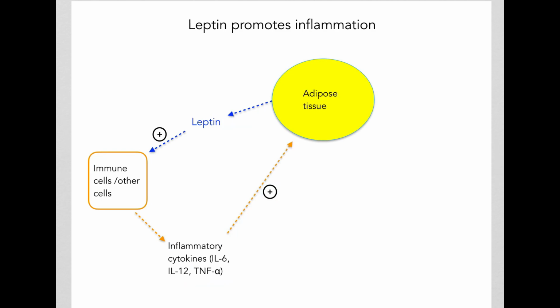Now, inflammation is an underlying cause for several chronic diseases. Since leptin promotes inflammation, and adipose tissue produces leptin, this may help explain the association between obesity and several of the chronic diseases that we mentioned earlier that are associated with obesity.